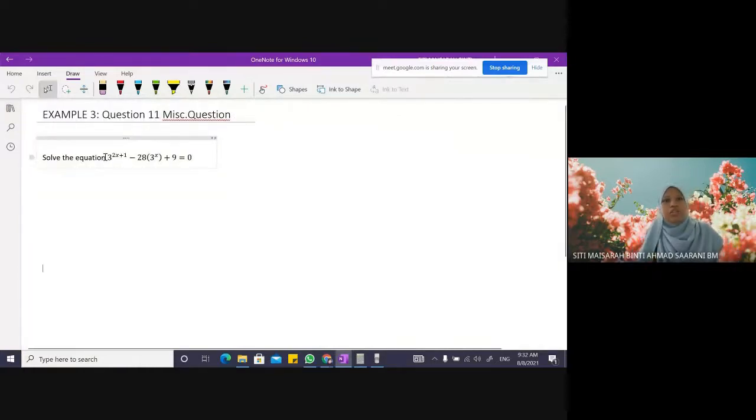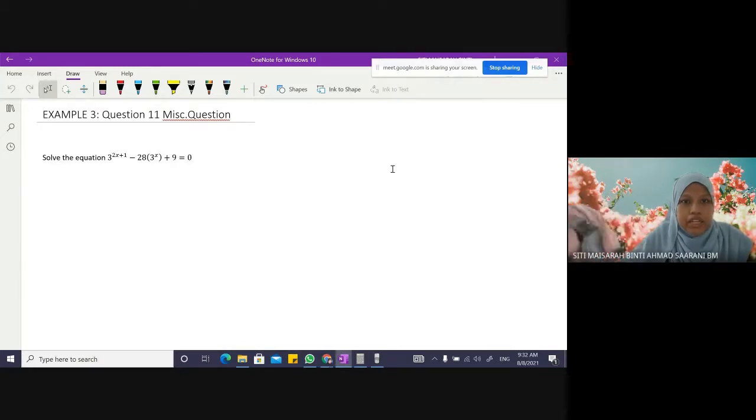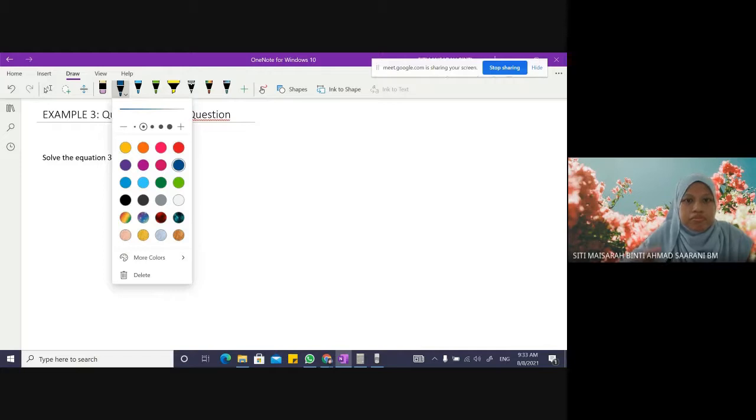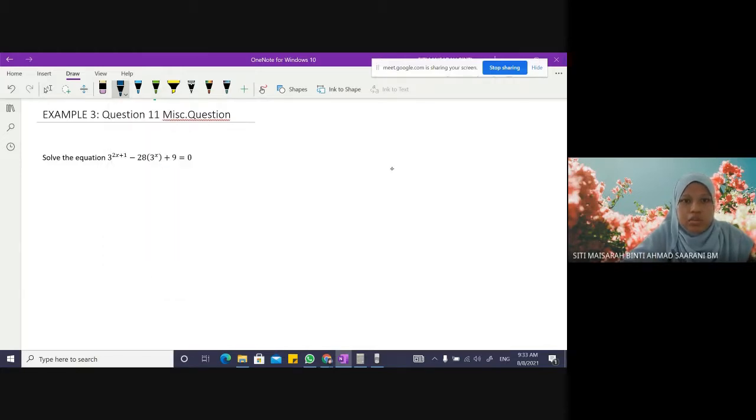I take this question from question 11 of the miscellaneous questions. The question asks to solve the equation 3 power 2x plus 1 minus 28 multiply 3 power x plus 9 equals to 0. Looking at this index equation, there are two places. The first is 3 power 2x plus 1. The second place is 3 power x.